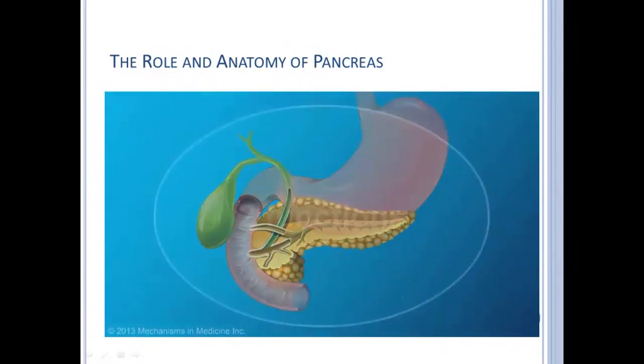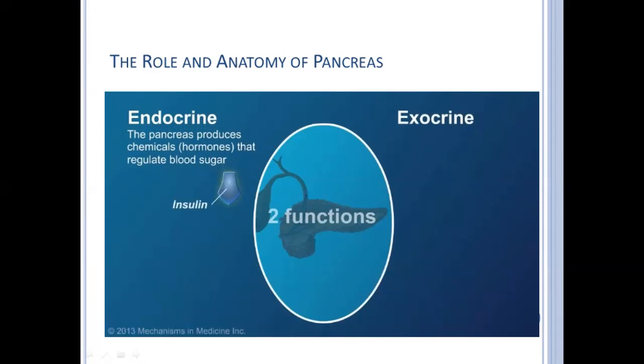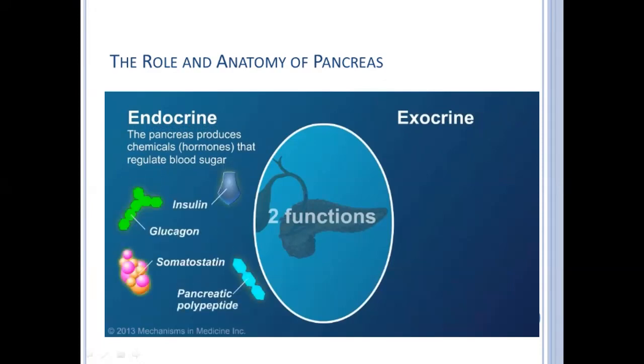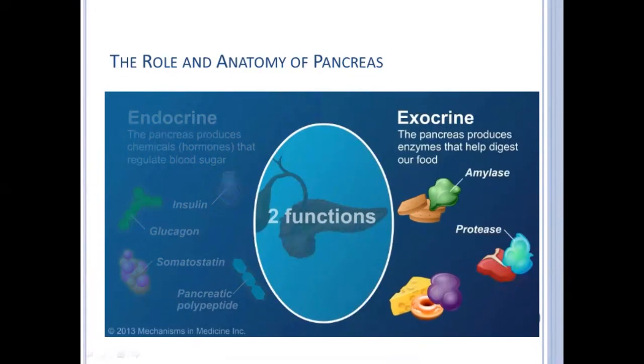The pancreas has two functions, endocrine and exocrine. Its endocrine function is to produce the chemicals or hormones that regulate blood sugar, such as insulin. Its exocrine function is to produce enzymes that help to digest food. Pancreatic amylase breaks down carbohydrates or starches into glucose. Proteases break down protein into amino acids, and lipases break down fats.